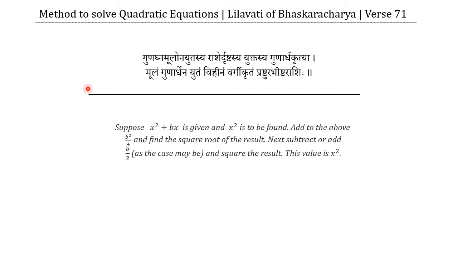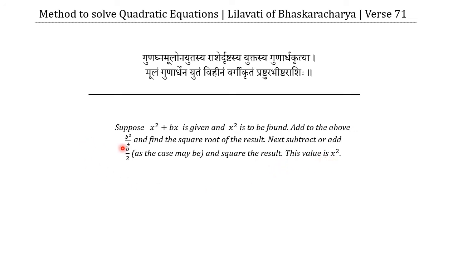So what it means is that suppose x square plus minus bx is given and x square is to be found. Add to the above b square upon 4 and find the square root of the result. Next, subtract or add b upon 2 as the case may be and square the result. This value is x square.